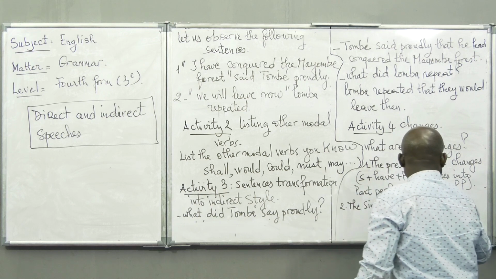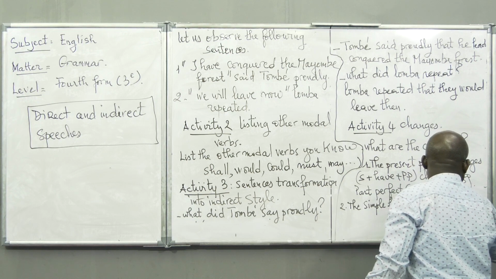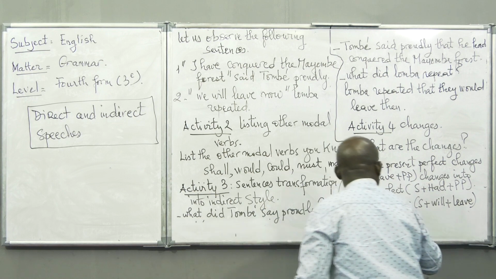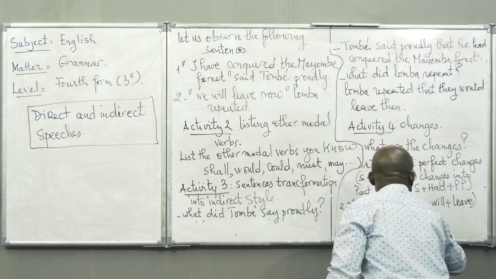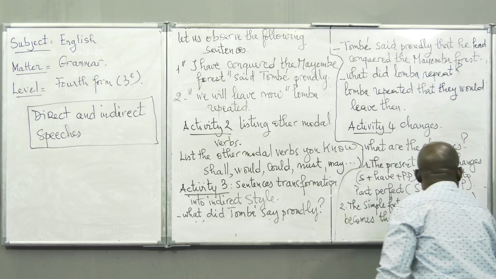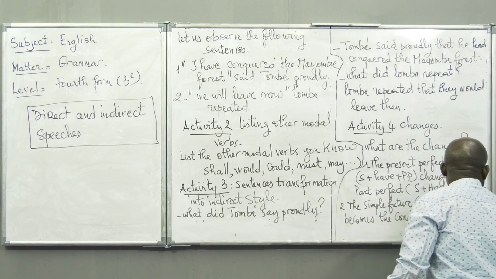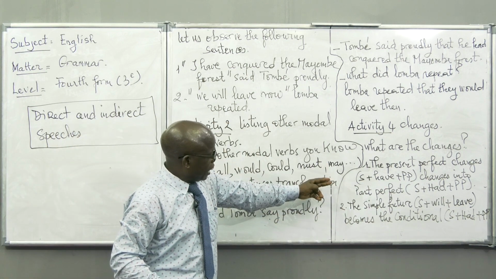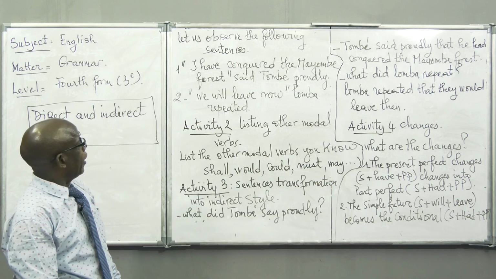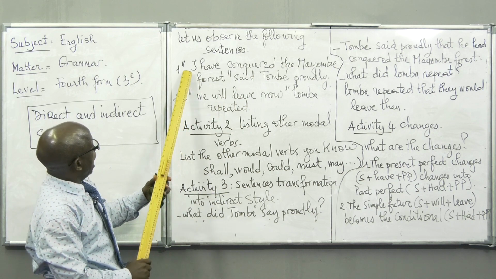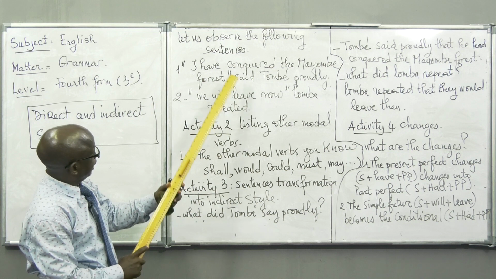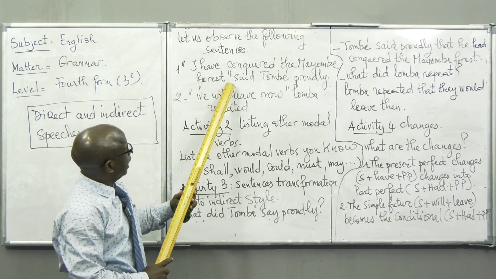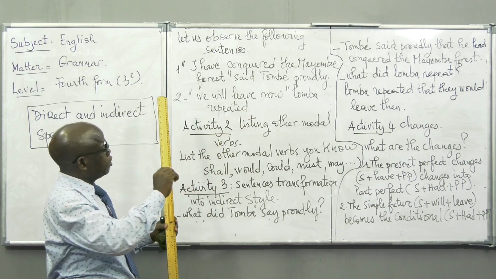Subject plus will plus leave becomes the conditional, subject plus would plus PP. The present perfect changes. Now let's give some explanation. I have conquered the Mayom forest, said Tombe proudly. The sentence is in direct speech. So, into indirect speech, we notice some changes.